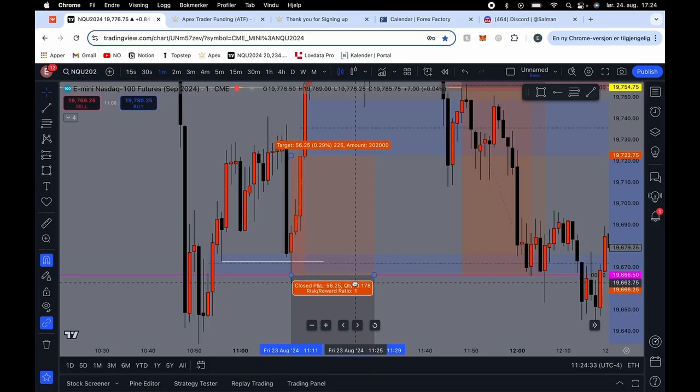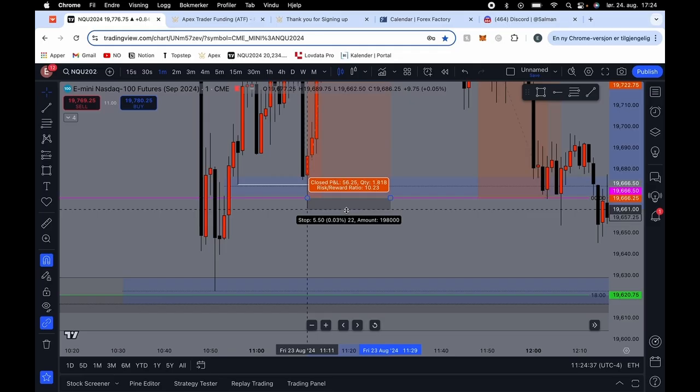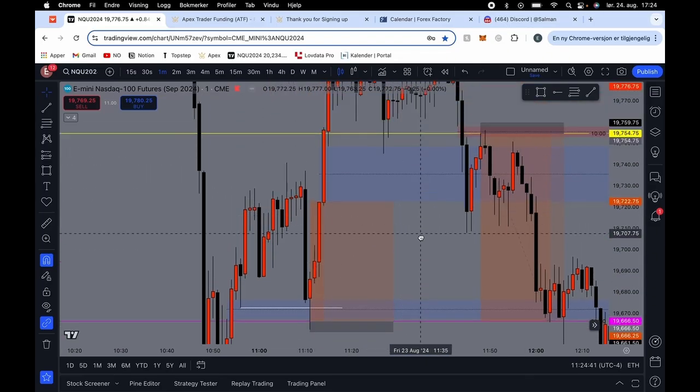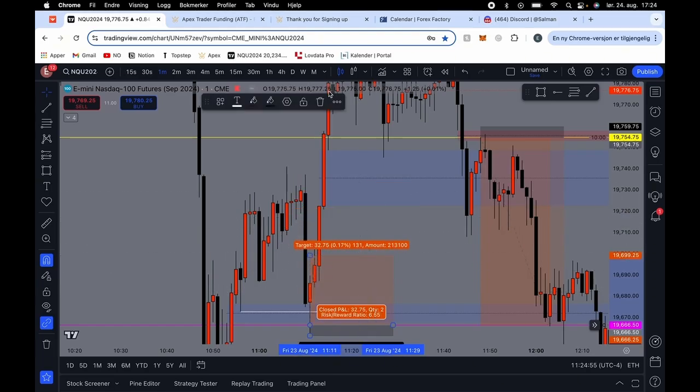This one you could have gotten away with a 5-point stop as well, and just, let's say you targeted the same, 1 to 17. Or target this high, or target whatever you want to target. Or just do a 1 to 3, that's 15 points. Whatever you want to do.